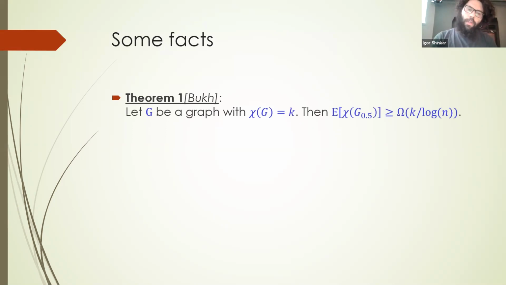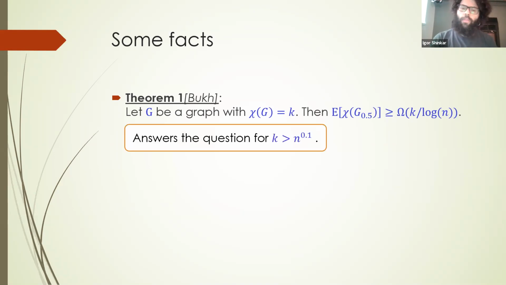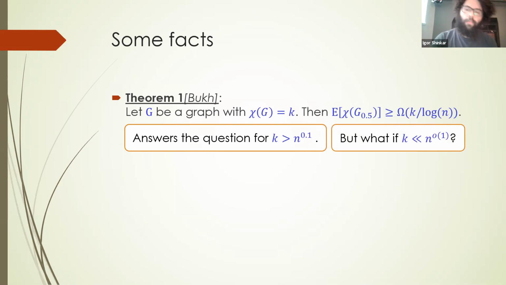So here is what Boris proved. One thing he showed is that the expectation of the chromatic number is at least K divided by log n. One of the pages on his homepage is like open problems I like, and it's there. So in particular, if K is polynomial in N, this is comparable to K divided by log K, which sort of answers the question. Okay, that's nice.